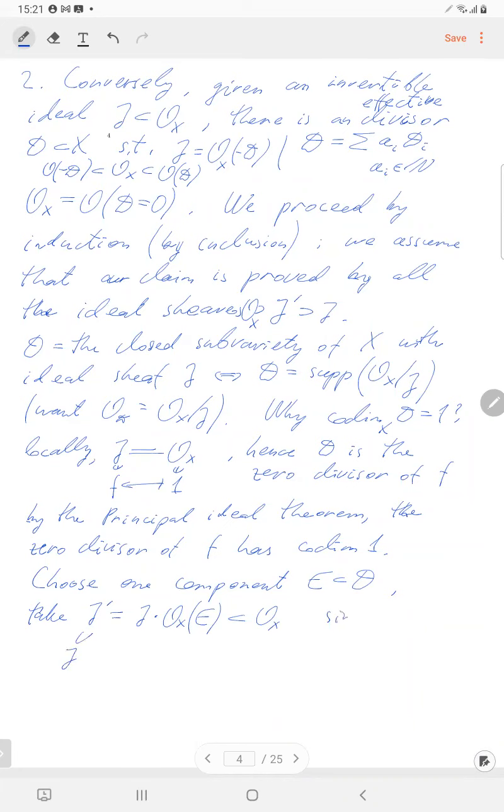Why does it contain J? Just because OX is contained in OX of E. OX are regular functions, and OX of E are functions with possible poles of order not more than 1 along this component E. When you multiply this containment by J, you obtain the left containment. The right containment is clear just by the definition of J.